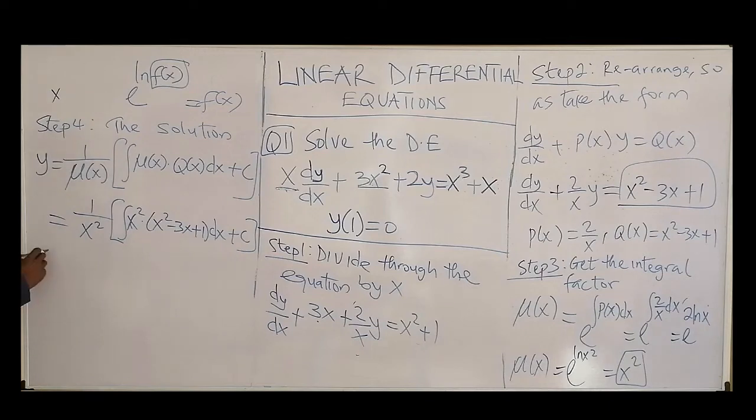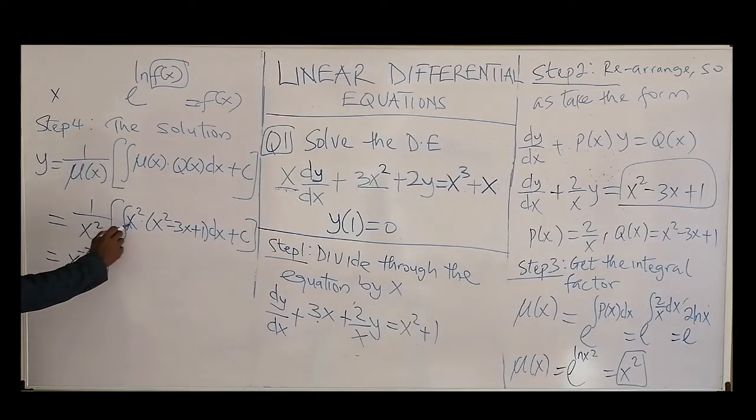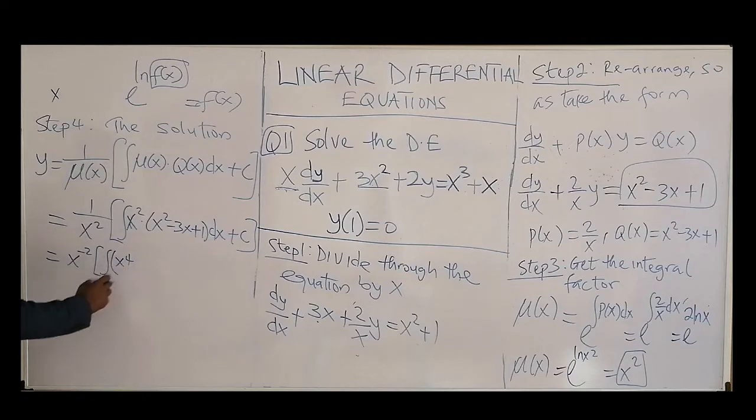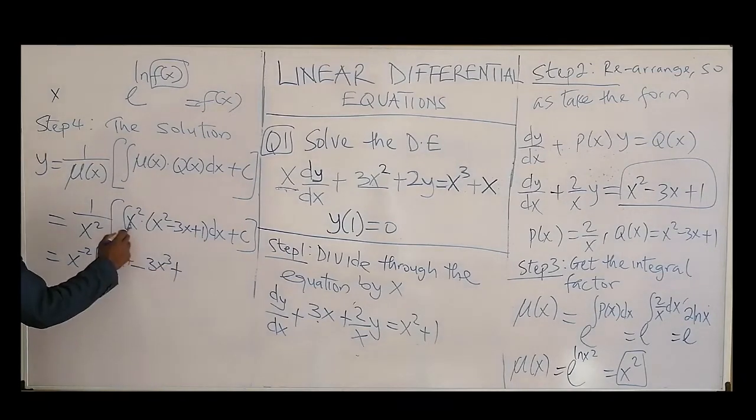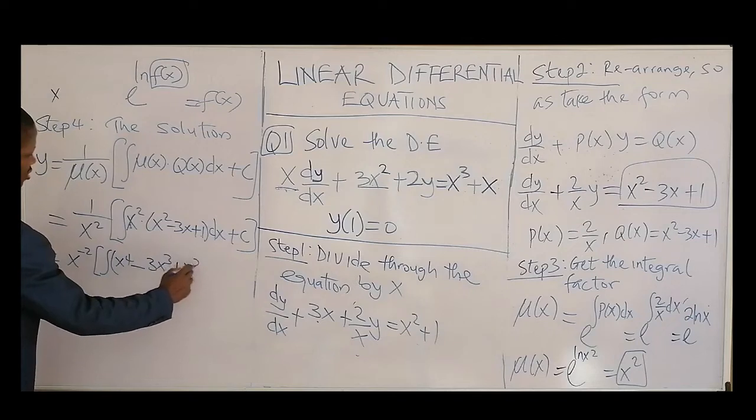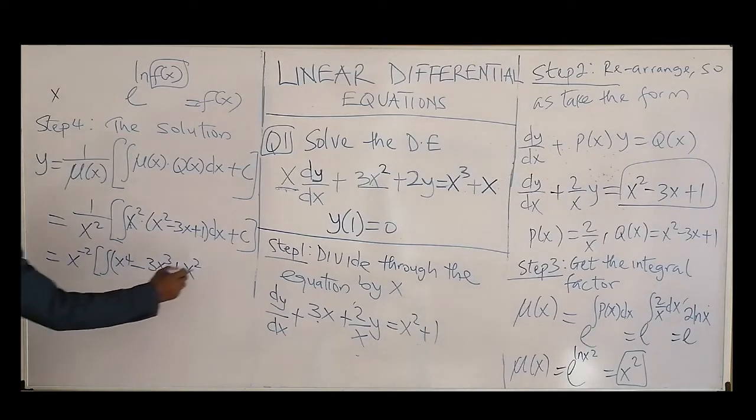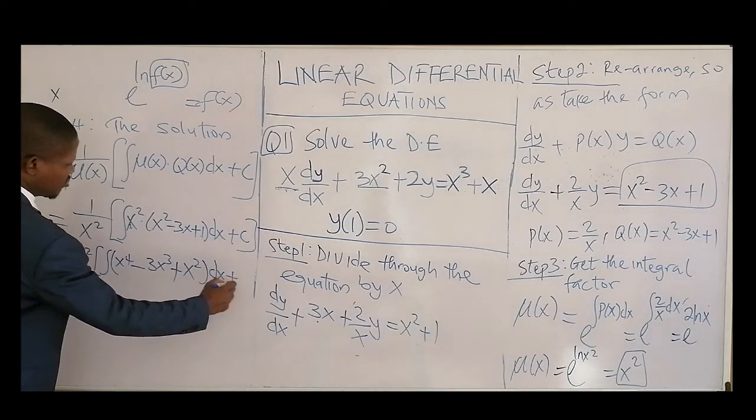So let's do the expansion. This one will be equal to x to the power minus 2, open your bracket, integral. This one times this one, that's x to the power 4. Then minus x squared times the 3x, that's 3x cubed. Then plus x squared times 1, that's x squared. Then dx plus c.